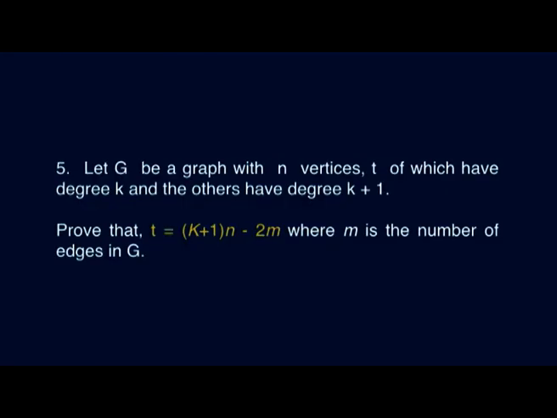Next problem: let G be a graph with n vertices, t of which have degree k and the others have degree k+1. Prove that t = (k+1)n - 2m, where m is the number of edges in G.